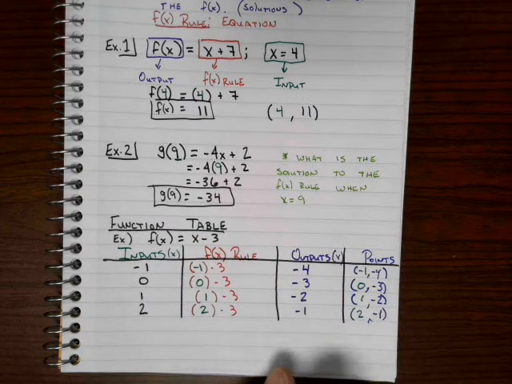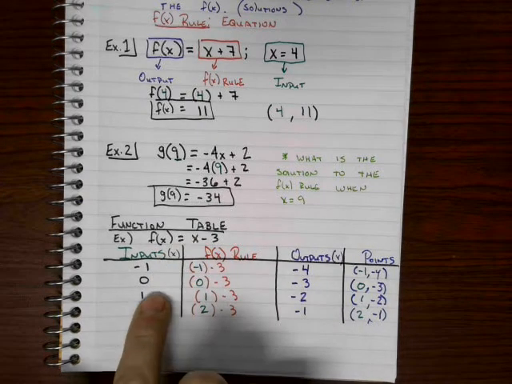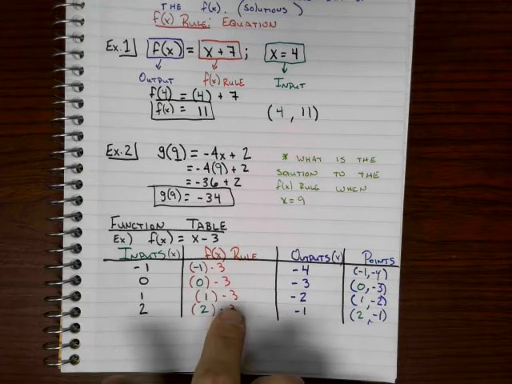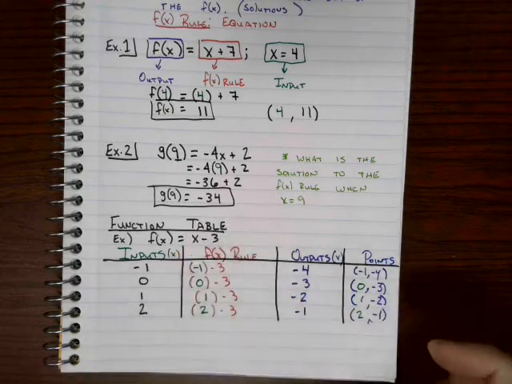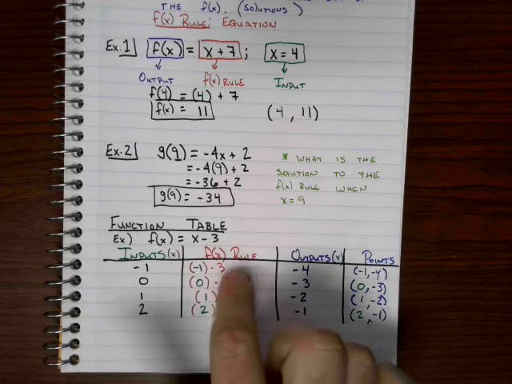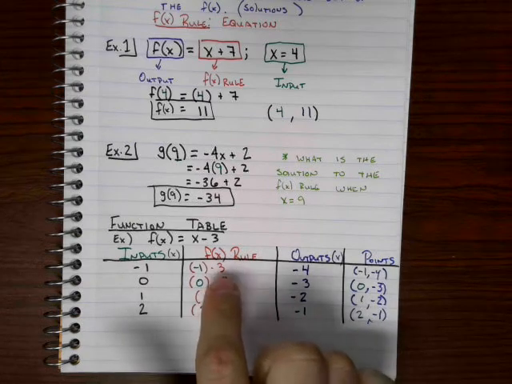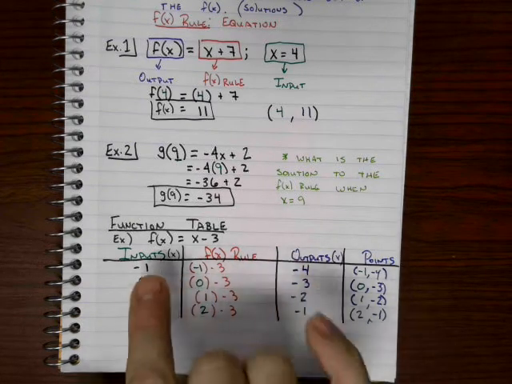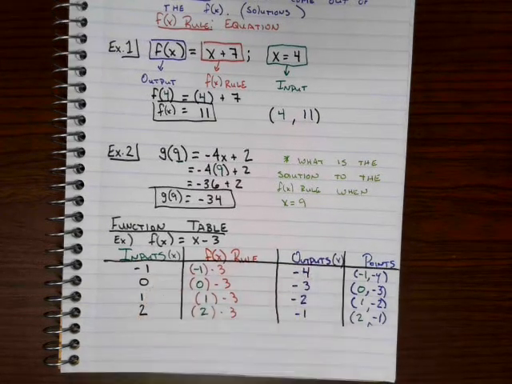Okay? So your inputs would go here. Your work for your function rule, so say if you had a function rule that might have been 2x minus 3, you would just solve that inside of here. Okay? And then whatever it's solved for is your output. So these two are your coordinate points on a graph.